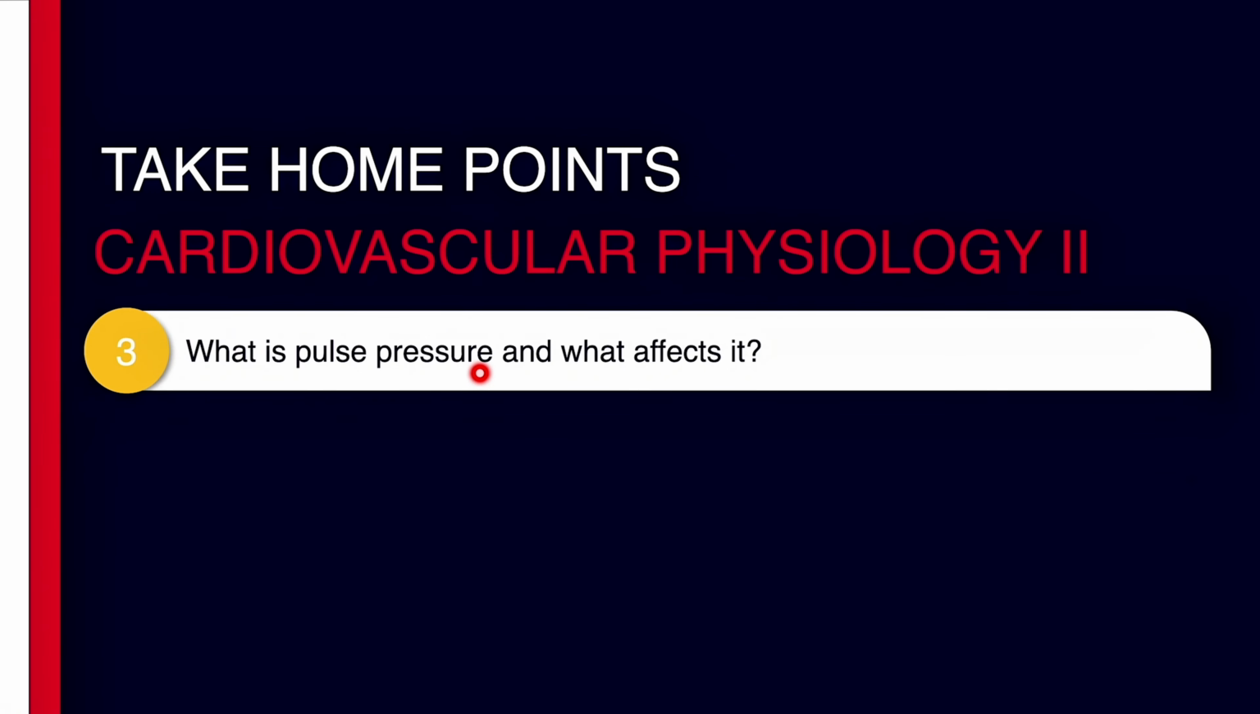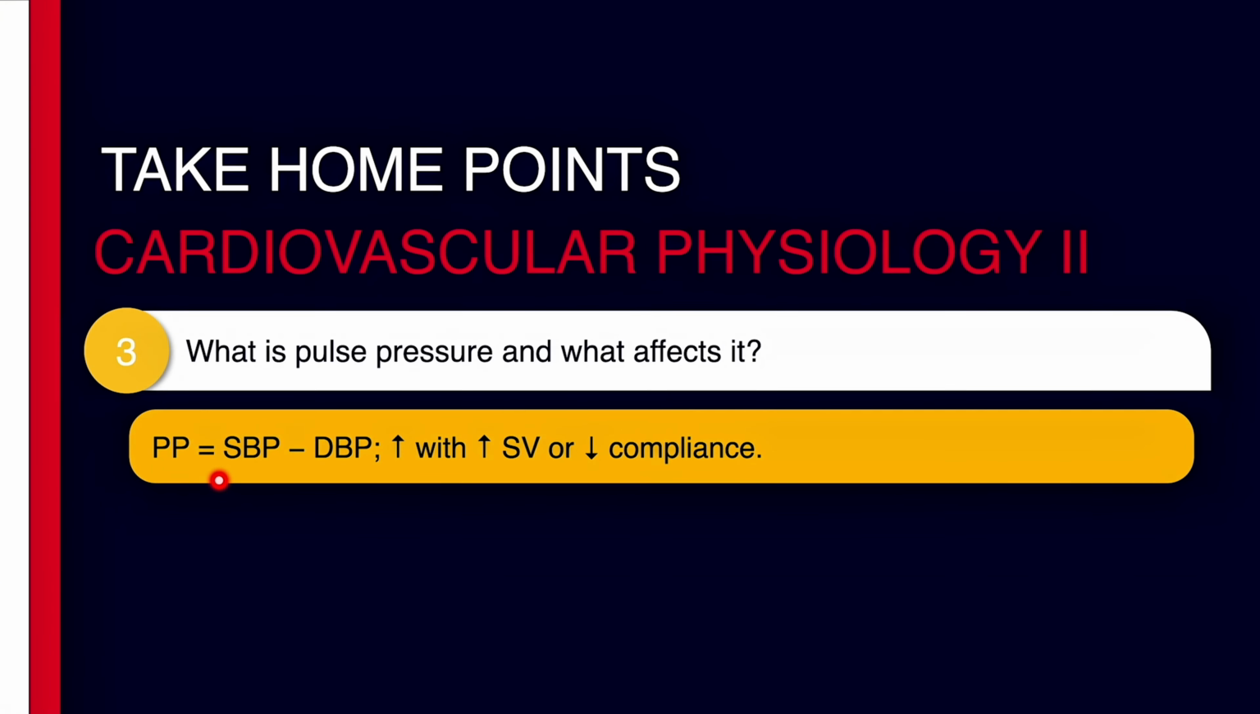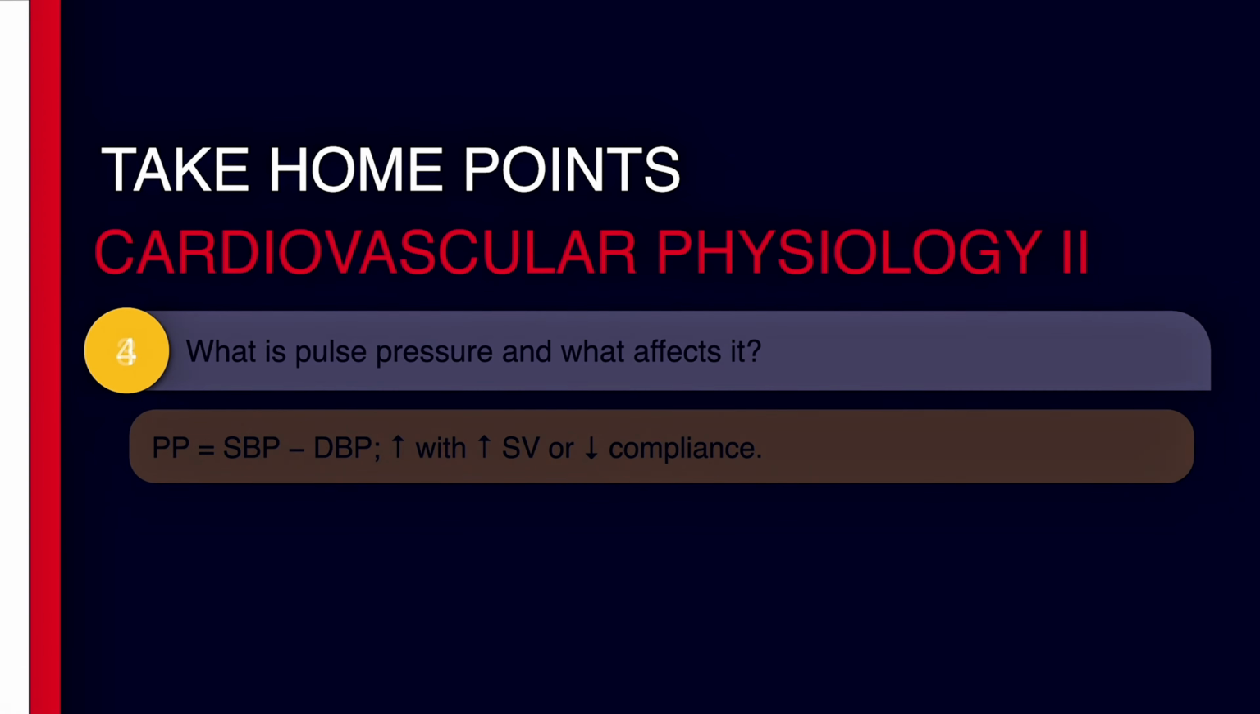THP3. What is pulse pressure and what affects it? Pulse pressure equals systolic blood pressure minus diastolic blood pressure. It's going to increase with increased stroke volume or decreased arterial compliance.